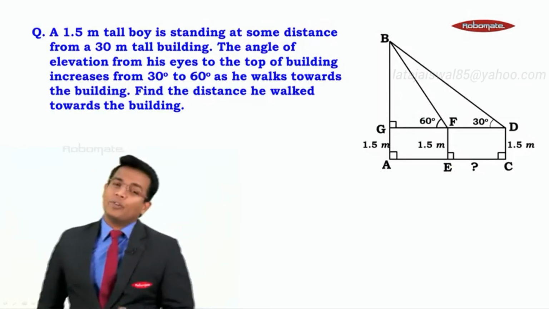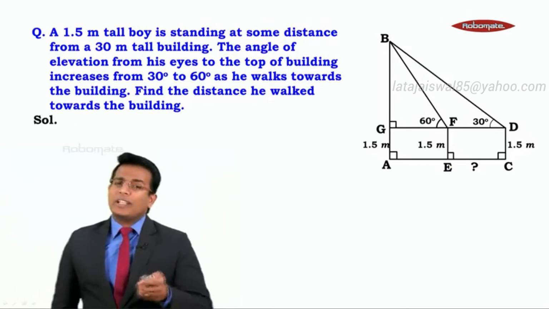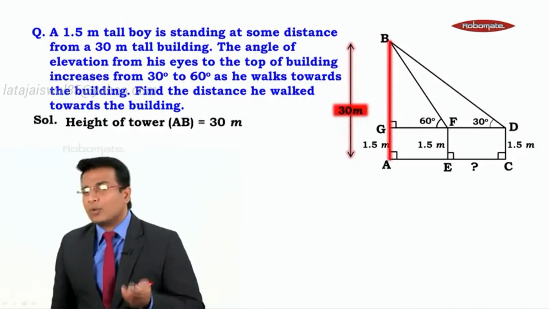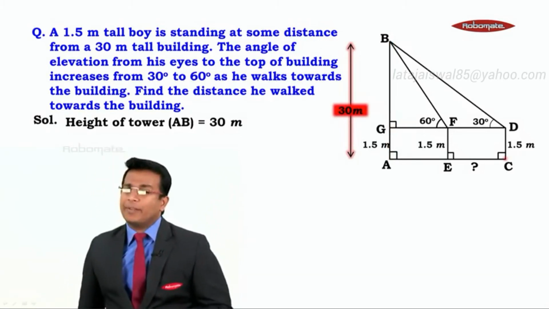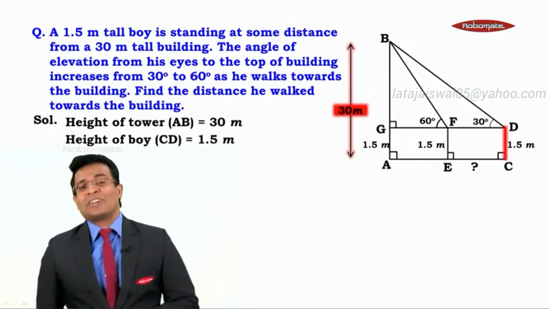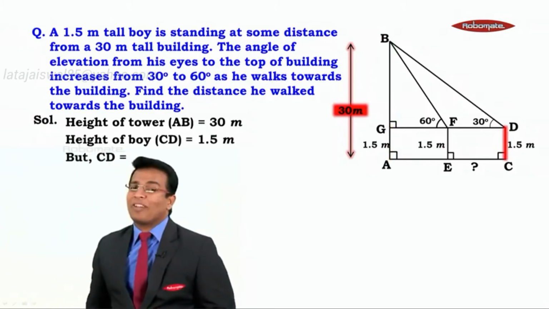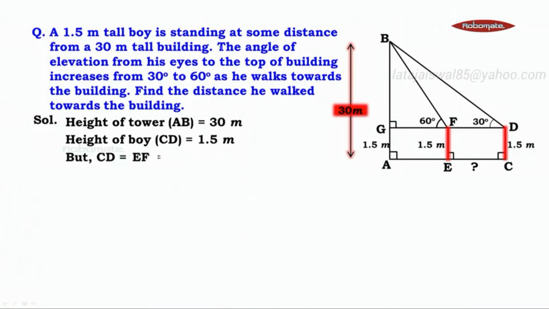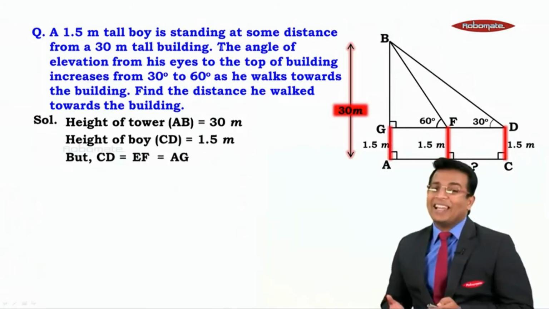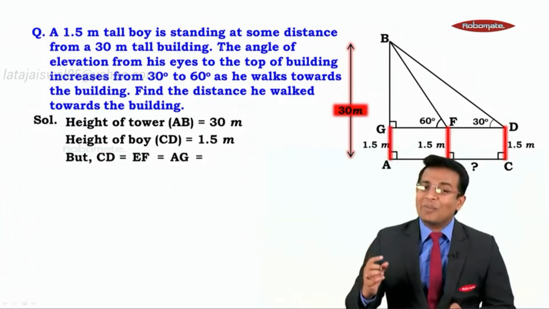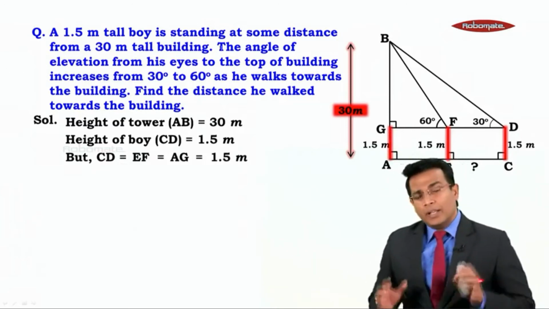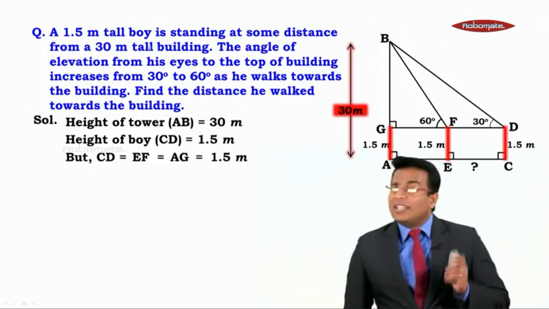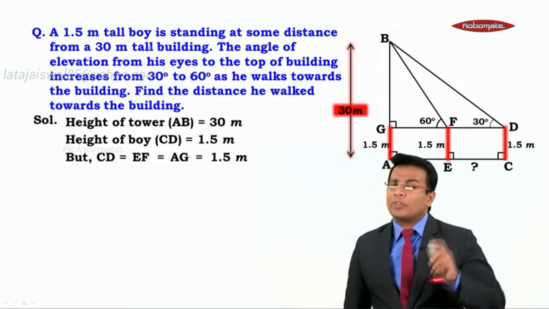Now observe very carefully. How are you going to think about it? Let's do the description part of it. First we can say that AB represents a tower, that is a building. So the height of the tower AB is given as 30 meter. Then the height of the observer, that is the boy, CD is given as 1.5 meter. But we know that CD is equal to EF, and it is equal to AG also. It's one and the same, and this length is 1.5 meter. So that is what we know in the sum right now. And what are we supposed to find? We need to find the distance he walked towards the building. That means we need to find the length of EC.